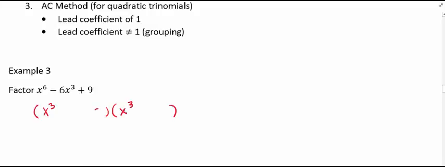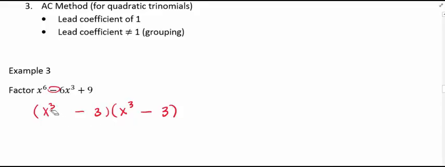The 9 will break down into a 3 and a 3. And unlike the difference of perfect squares, these signs will be the same. It'll be minus 3 and minus 3. And that is why we have a middle term here. That's why it doesn't cancel out and give us just a binomial.